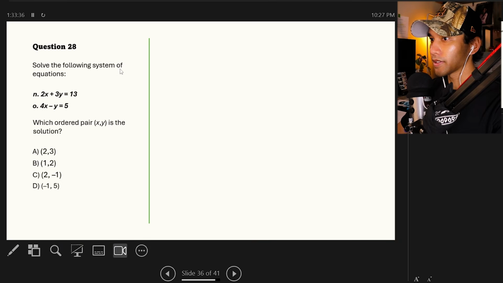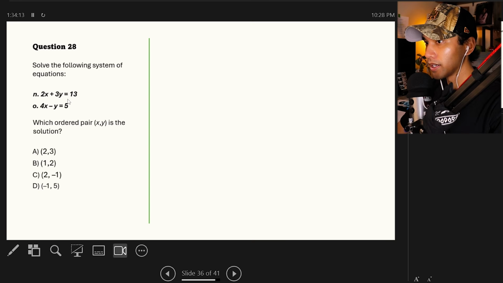Okay, solve the following system of equations. N has the equation 2x plus 3y equals 13, and O has 4x minus y equaling 5. Which ordered pair xy is the solution? So all you have to do is find out x and y that work for both of these equations. And in order to do that, we just need to solve and find one of them and then plug that number back into the other equation, to get the other variable.